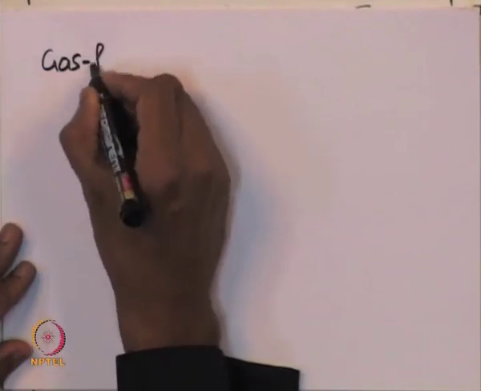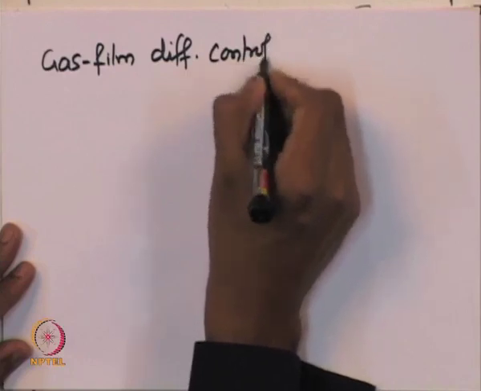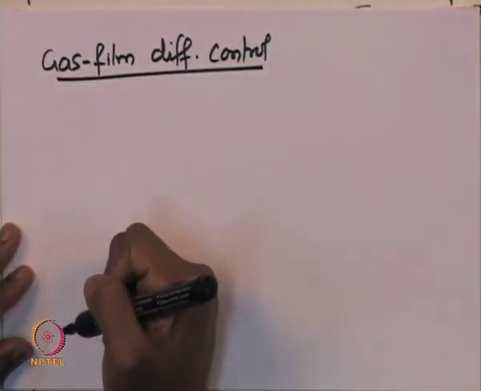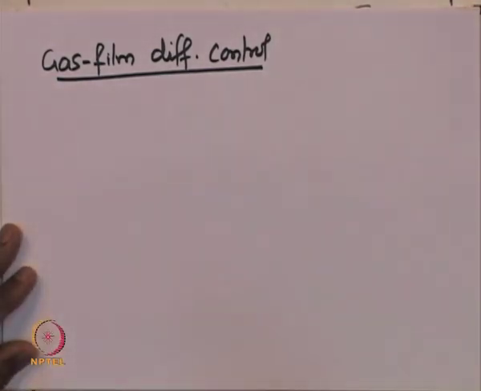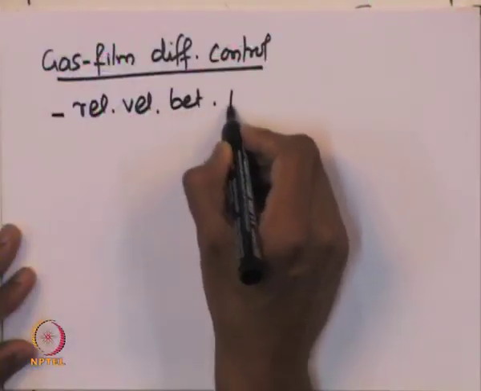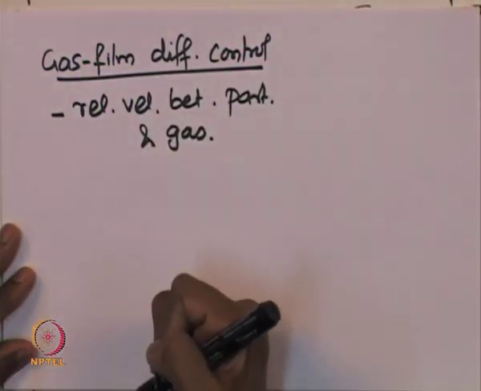Now, let us look at the next case, where the overall conversion is controlled by the gas phase diffusion, that is, gas film diffusion control. Suppose the overall reaction is controlled by the diffusion through the gas film, then the film resistance, that is the resistance offered for transport of species from the bulk to the surface of the unreacted core, is controlled by many different factors, and one of them is the relative velocity between the particle and the gas stream or the fluid stream.